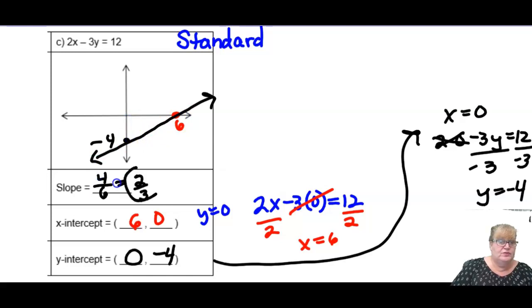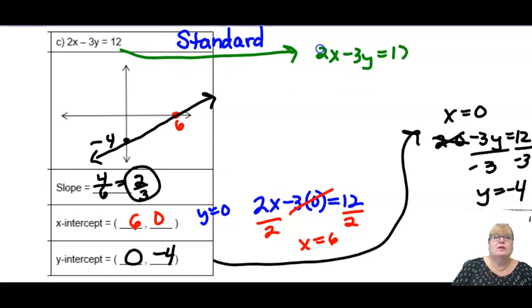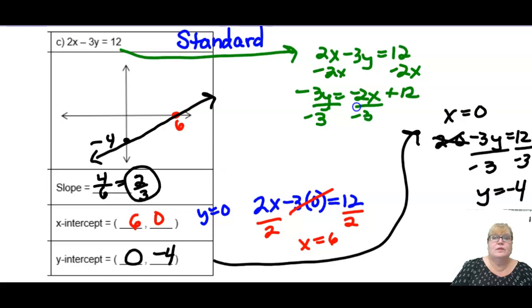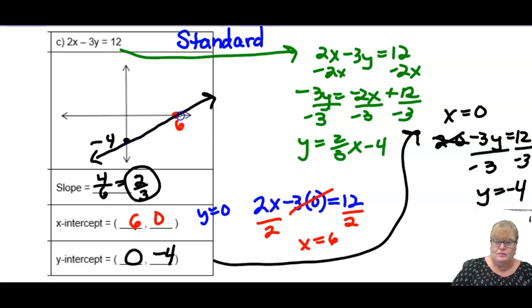That would be 2/3. Remember, the other way to do this is always to take the good old 2x minus 3y equals 12, subtract 2x over to the other side, -3y equals -2x plus 12, divide everything by -3, y equals 2/3 x minus 4, because a negative divided by negative is positive, 12 divided by -3 is -4. We still had a -4, up 2 over 3, up 2 over 3. Okay? I would like you to practice using the intercepts, though.